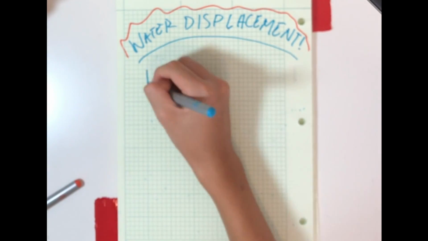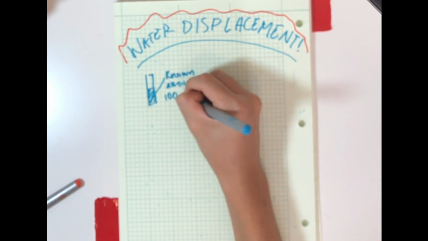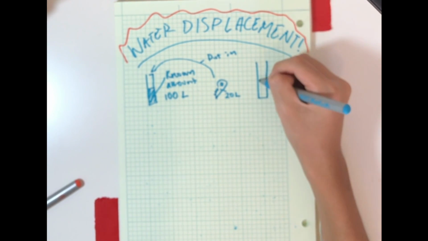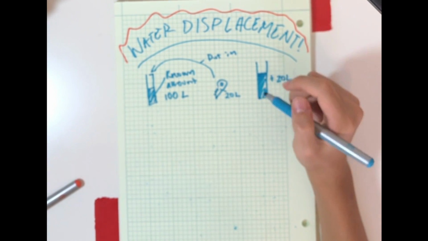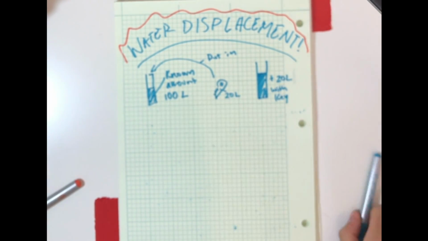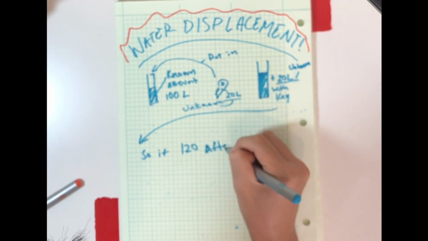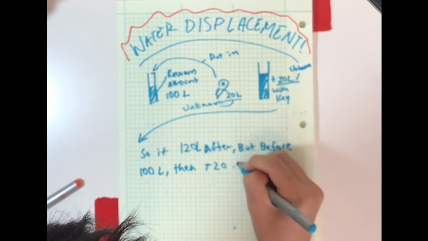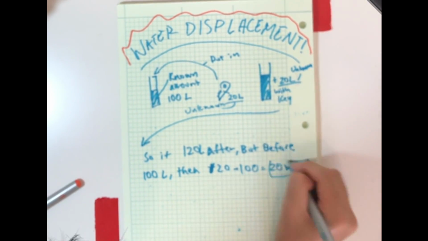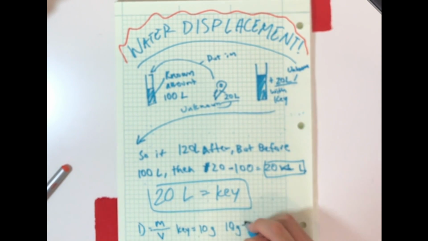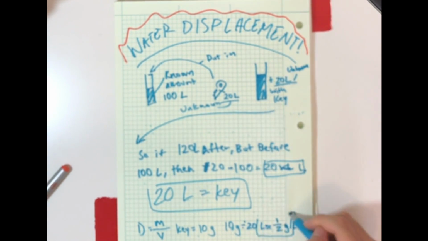So if you have a known value of water, such as 100 liters, and then you add an object that you don't know the volume of, then the water level will rise, in this case 20 liters. So if the end result is 120 liters, and then we subtract 100 liters from it, the starting point, then we know that the key's volume is 20 liters. Furthermore, if its mass is 10 grams, then 10 grams divided by 20 liters equals 1/2 gram per liter.